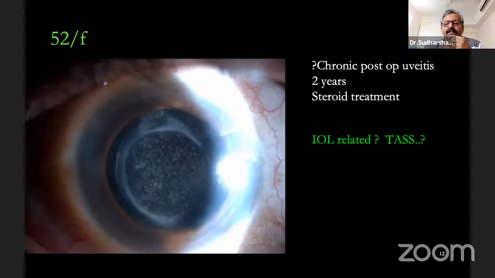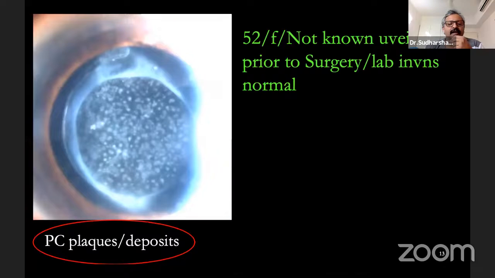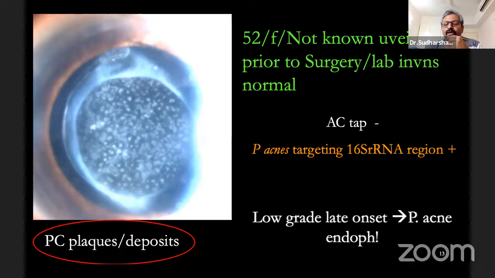So we were initially thinking whether it is IOL related or TASS, but when you look at these PC plaques or these deposits, you are probably leaning towards a diagnosis of P. acnes low-grade late onset endophthalmitis. A tap confirmed the diagnosis in this patient, and this was a case of P. acnes endophthalmitis, which is low-grade and late onset.